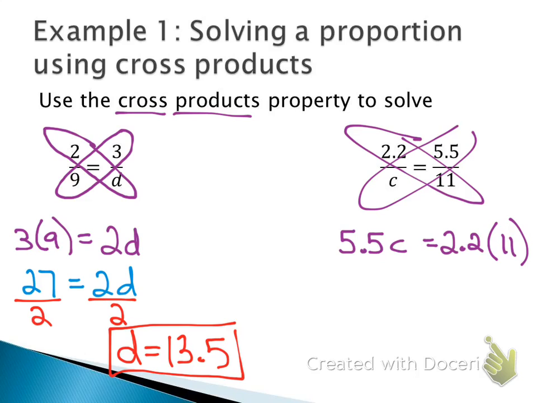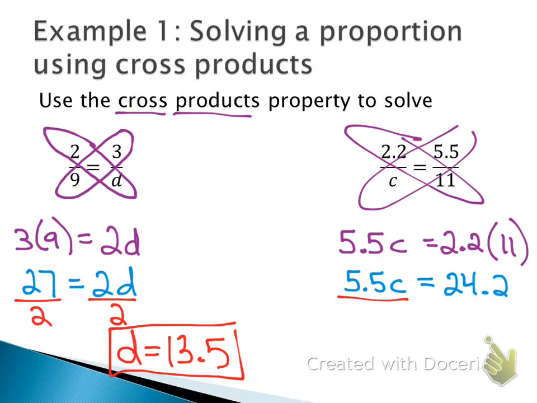So what's 2.2 times 11? 24.2. Okay, very good, 24.2. So now I have 5.5c equals 24.2. Now what do I need to do to solve for c? What do I need to do to solve this proportion? Anybody think they know? Kevin? Divide 5.5 each side. Very good.